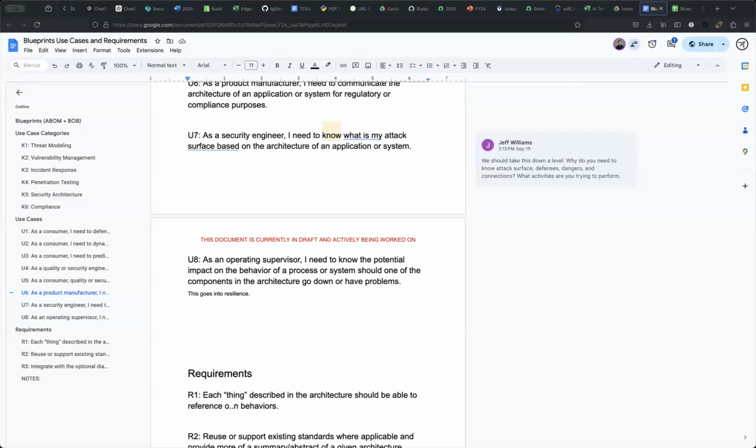I don't think we're going to be able to model the full control flow of an application in the blueprint, right? We have to make some concessions in order to simplify the diagram that we're talking about, because it could be massive.